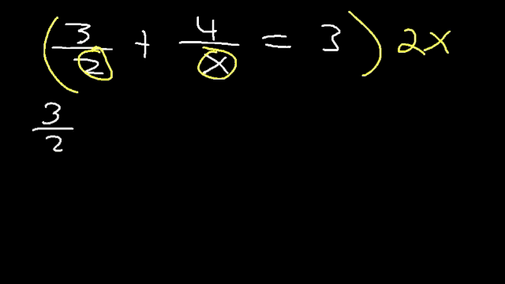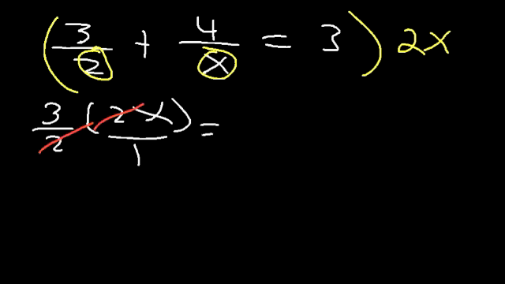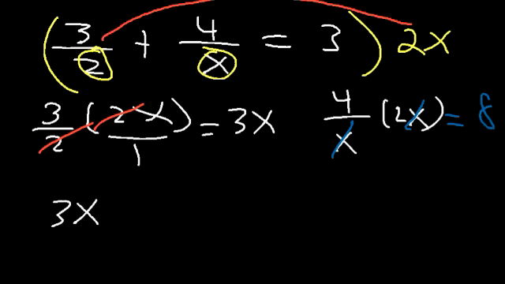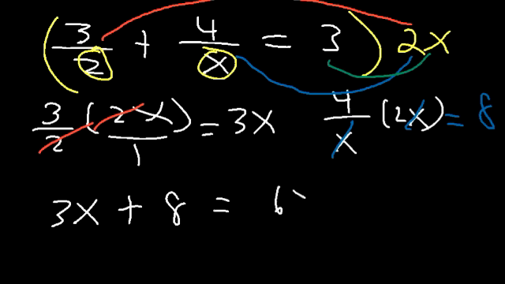So what's 3 over 2 times 2x, which is the same as 2x over 1? Notice that the 2's cancel, and what we have left over is 3 times x, which is 3x. And if we multiply 4 over x times 2x, the x's will cancel, and what's left over is 4 times 2, which is 8. So 2x times 3 over 2 is 3x. The 2's cancel. And 2x times 4 over x, the x's cancel, and we have 4 times 2 left over, which is 8. And then finally, 2x times 3 is 6x.